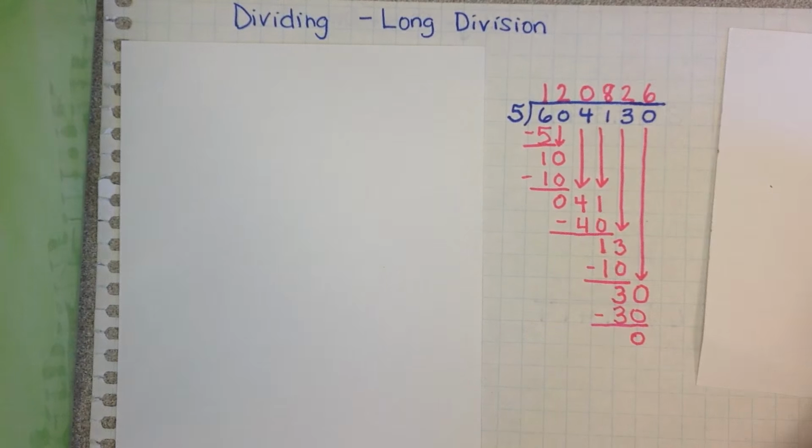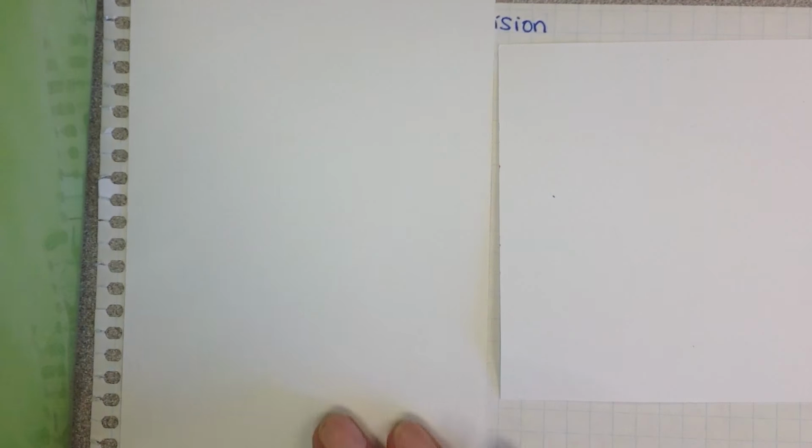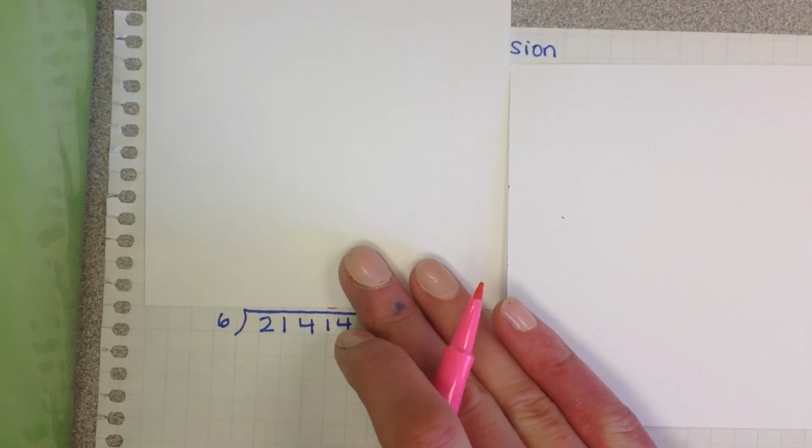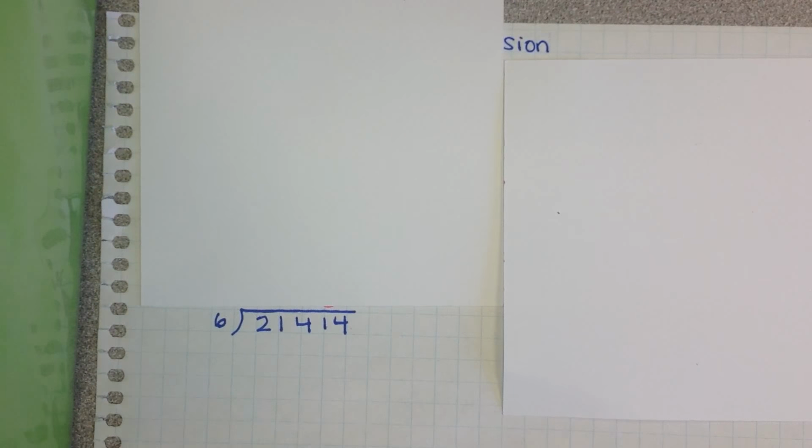Now let's get you to try one on your own. So let's try this question here. 6 divided into 21,414. Once you've had a chance to give this one a try, press play to see the solution.